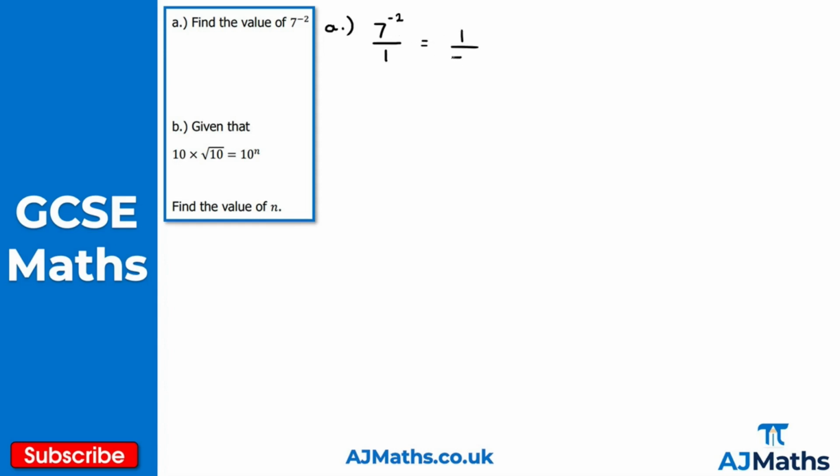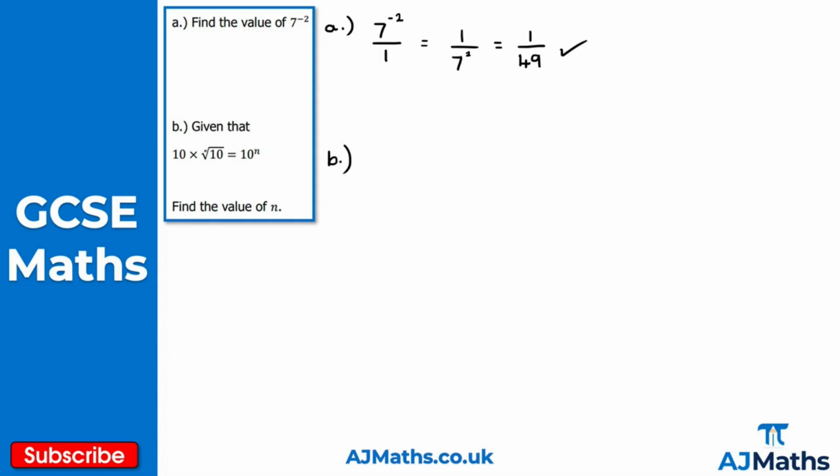So what I'm going to get then, 1 over 7 here, and then like we said, the power now becomes positive rather than negative. We get 1 over 7 squared. And 7 squared is 7 times 7, which would give us 49. So what we get here is 1 over 49. Okay. So there we have it. So that's the solution to A. Moving on to B now.